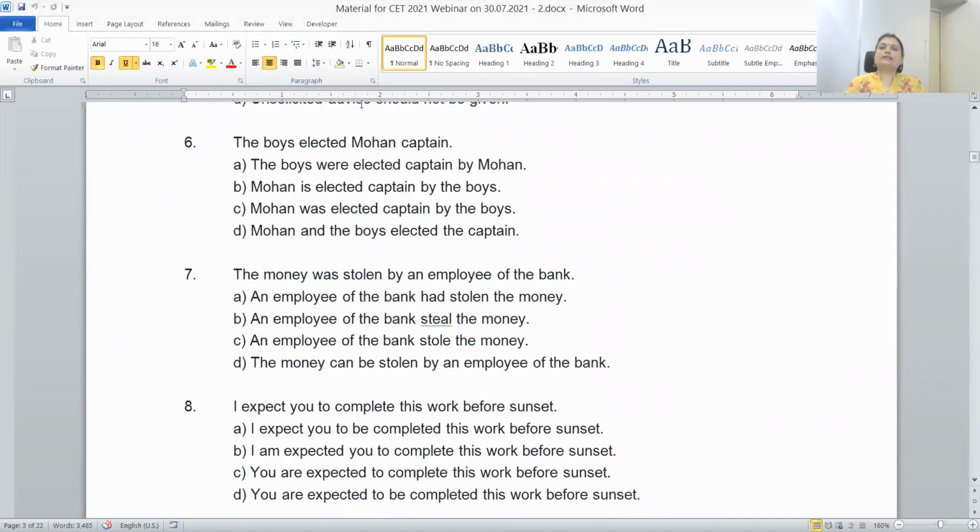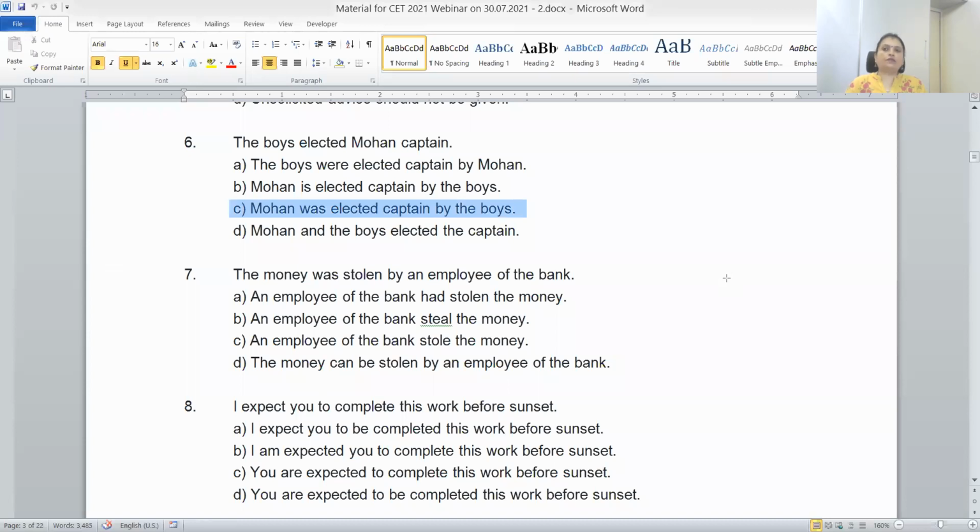Now children, 6. The boys elected Mohan captain. Which is the correct option? Yes, option C. Option C is your right answer. Mohan was elected captain by the boys. Yes.